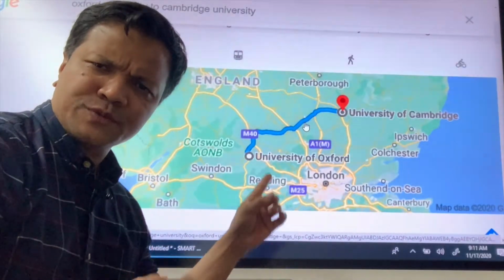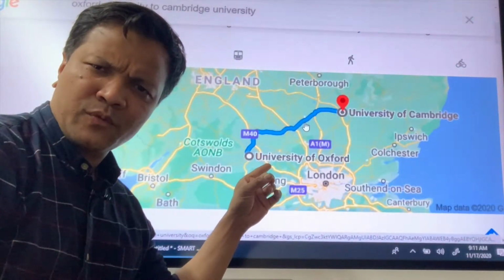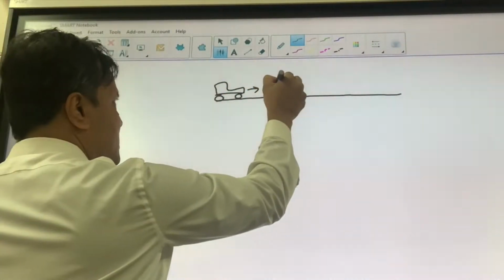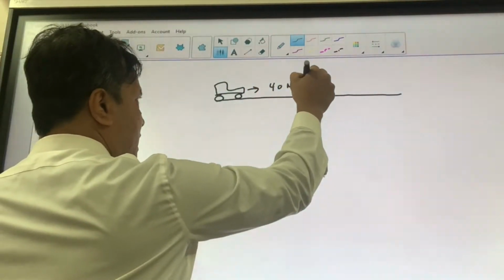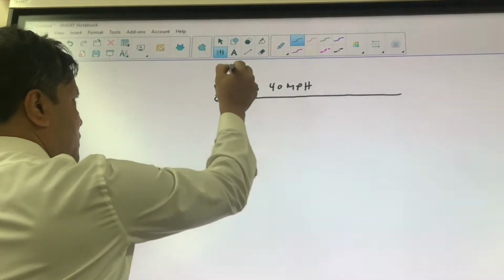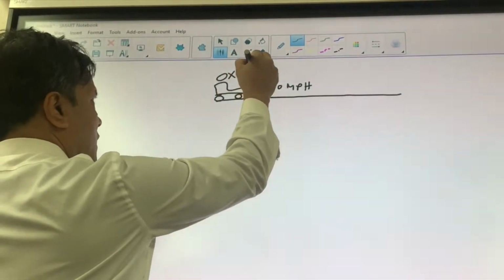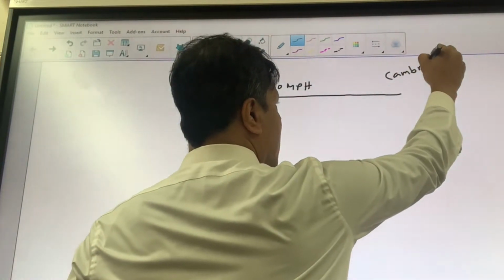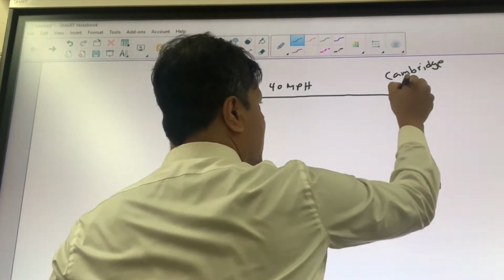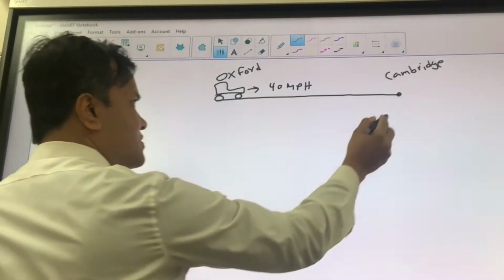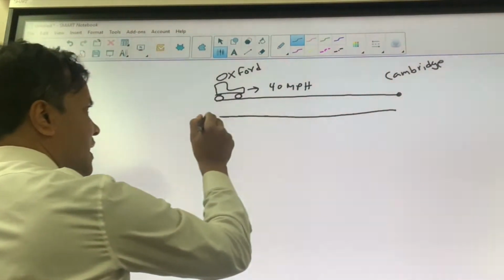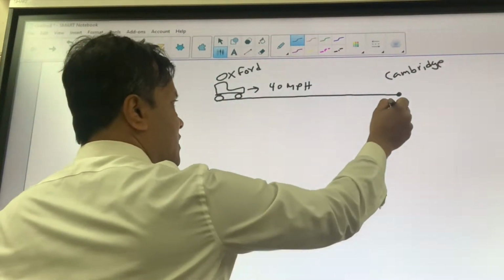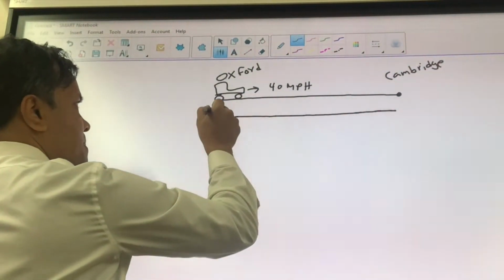Yesterday I was at Oxford University and I drove from Oxford to Cambridge with constant velocity, 40 miles per hour. Alright, Oxford to Cambridge. As soon as I arrive at Cambridge, I return to Oxford again for some reason.